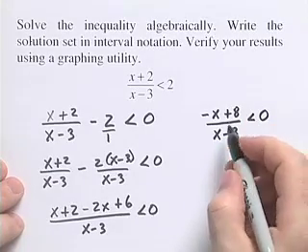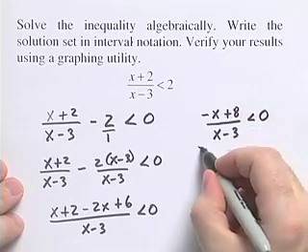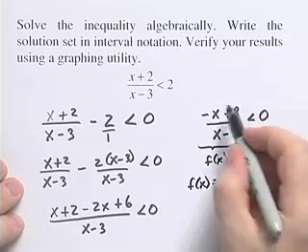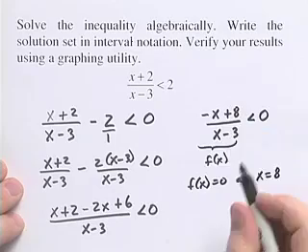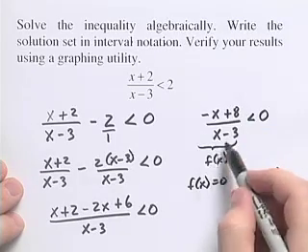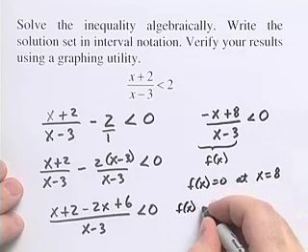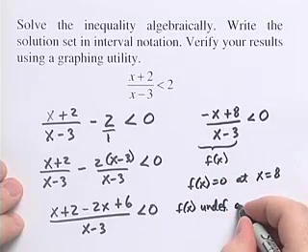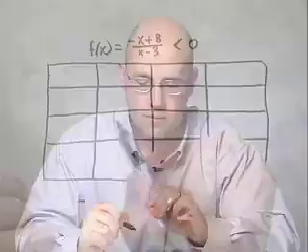What we want to do next is determine where this expression on the left-hand side is equal to 0. If we call this expression f(x), we'll see that f(x) is equal to 0 where the numerator is equal to 0, and so that's at x = 8. We also want to find out where f(x) is undefined. That's going to be where the denominator is equal to 0, and in this case, that's at x = 3.